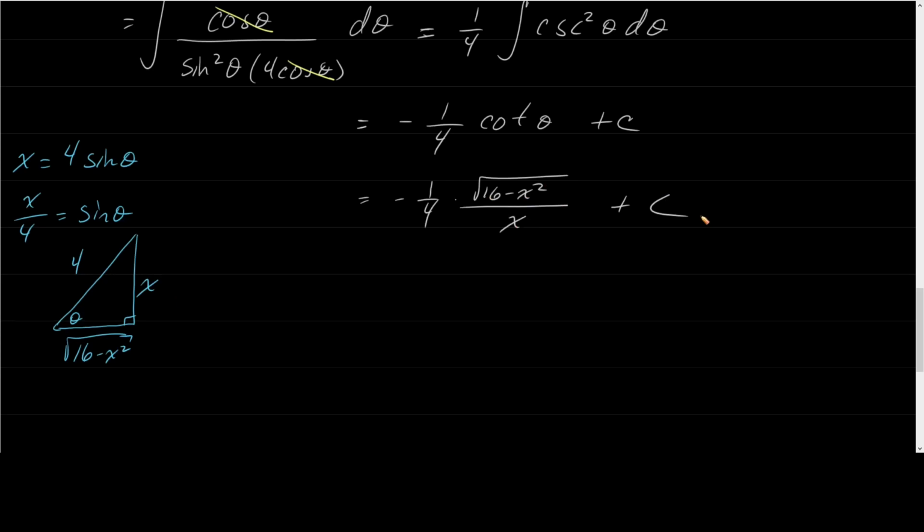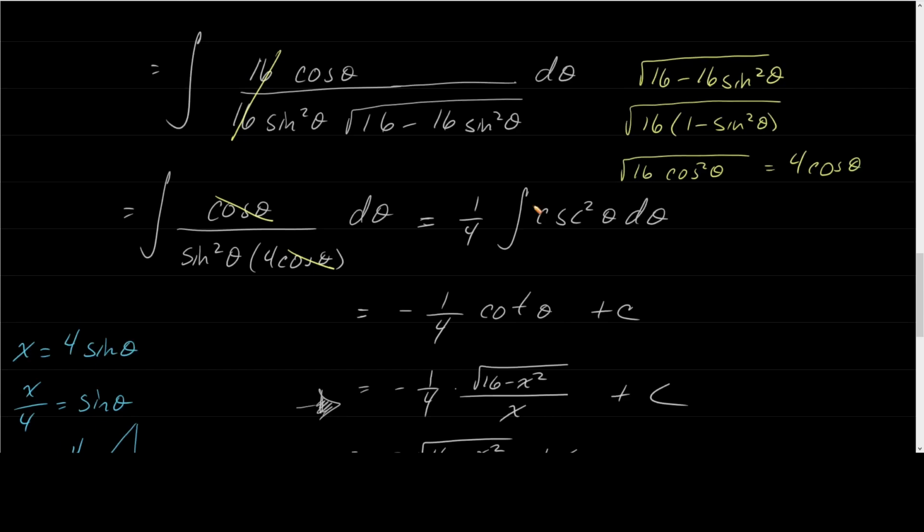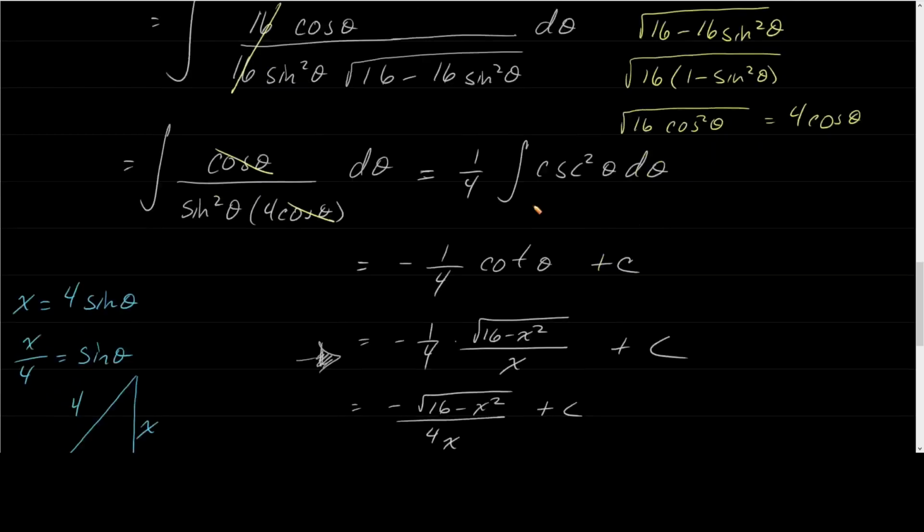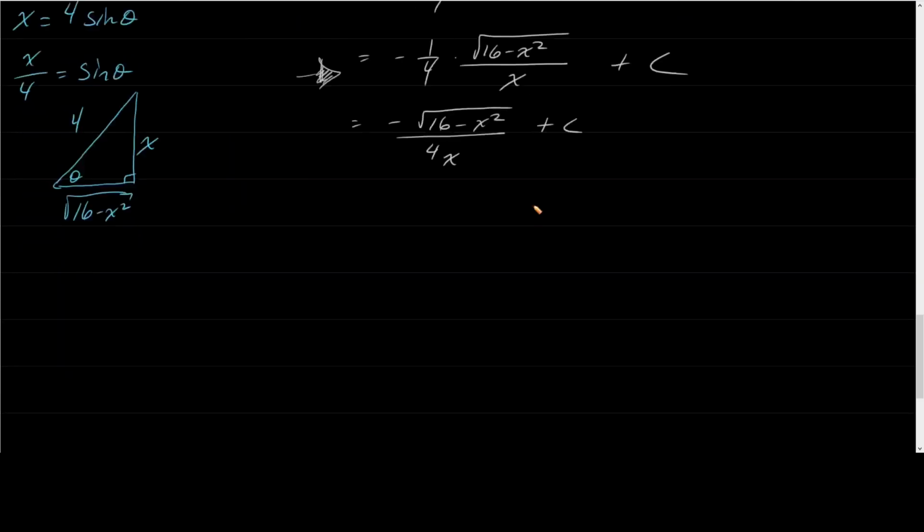And that's really the final answer. If you really wanted to, you can rewrite this as negative radical 16 minus x squared over 4x plus c, but you don't really have to. You could have stopped at this line. But you do need to get to this line. You do need to put it back into terms of x because this is an indefinite integral. All right, so that was A.